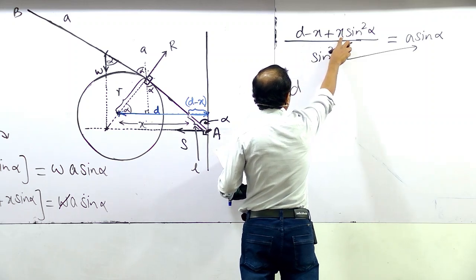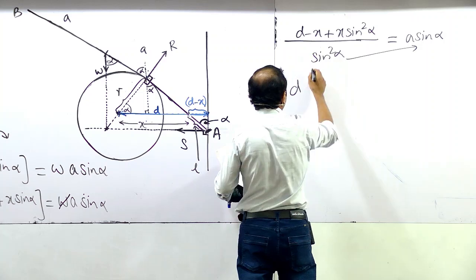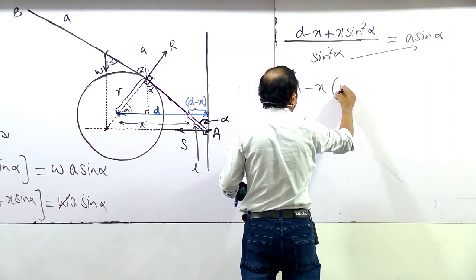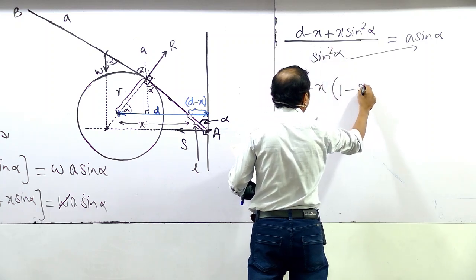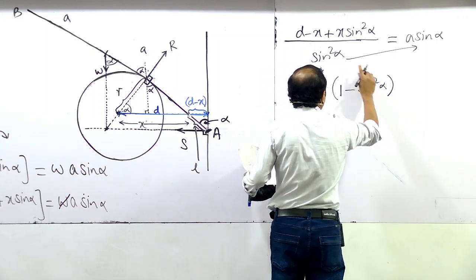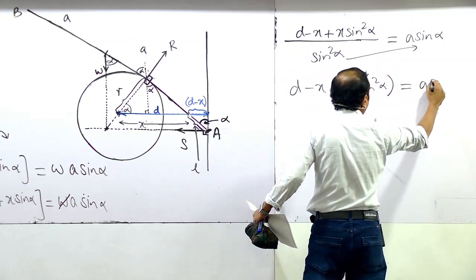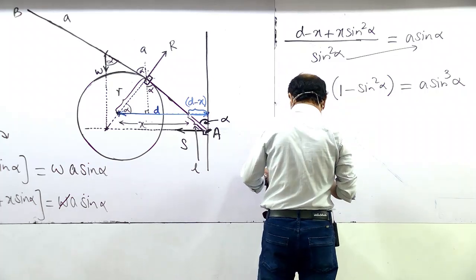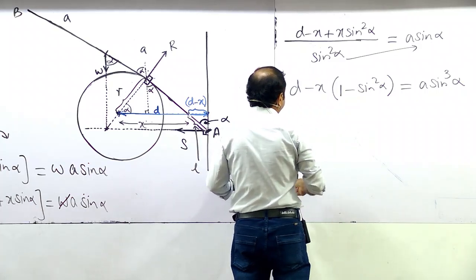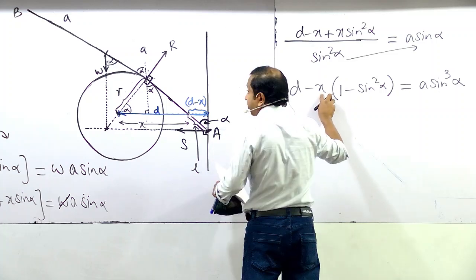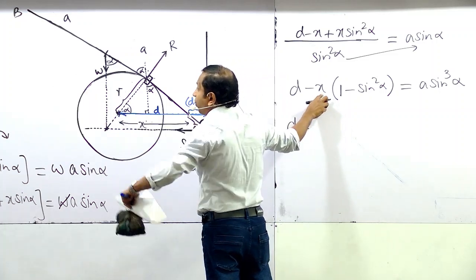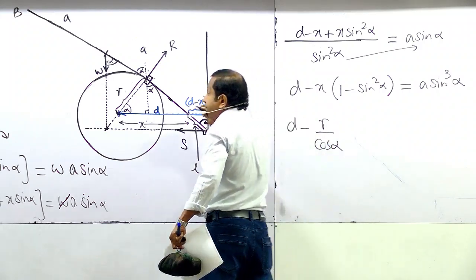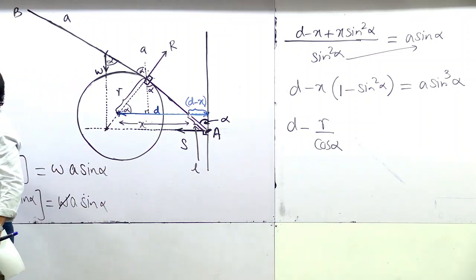Right, people, from here and here, I take minus x out. Minus x I take out. Then here we get 1 minus sin squared alpha. This cross multiplication gives us a sin cube alpha. Here, d minus x. X, people, is r over cos alpha. We found x here: r over cos alpha.